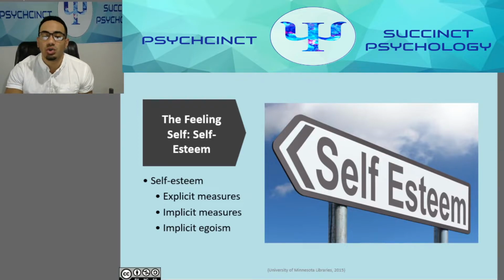And another approach to assessing self-esteem indirectly is measuring a concept known as implicit egoism. In this research, they found that people prefer things that are associated with their own names to things that are not associated with their own names. More specifically, people prefer their own initials to the initials of other people, and they prefer other people who share their initials than people who don't.